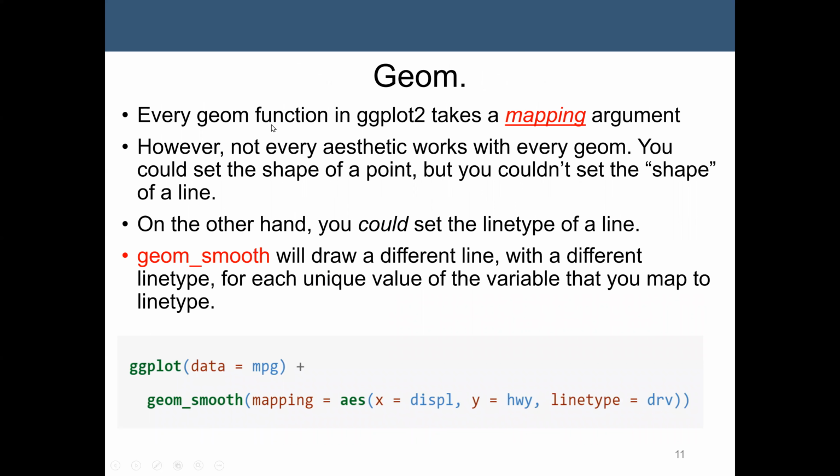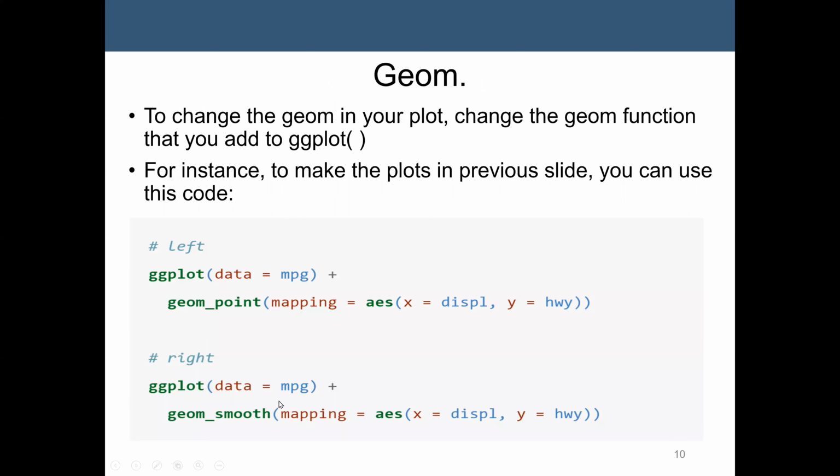Every geometric function in ggplot2 always takes a mapping argument. So here we can see geom_smooth, we still have the argument of mapping, and for geom_point, we also have an argument for mapping.